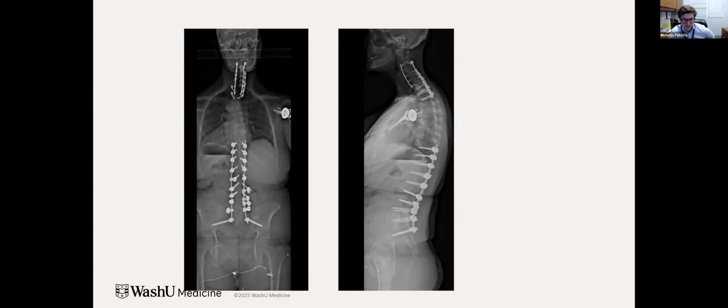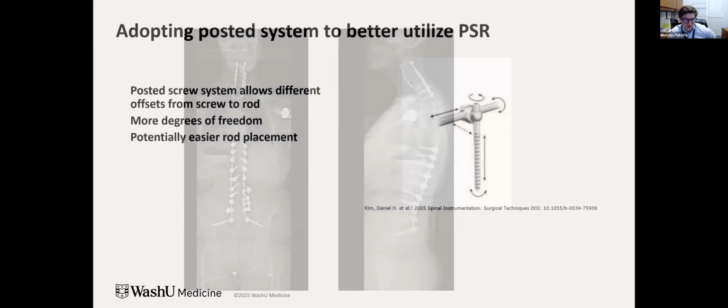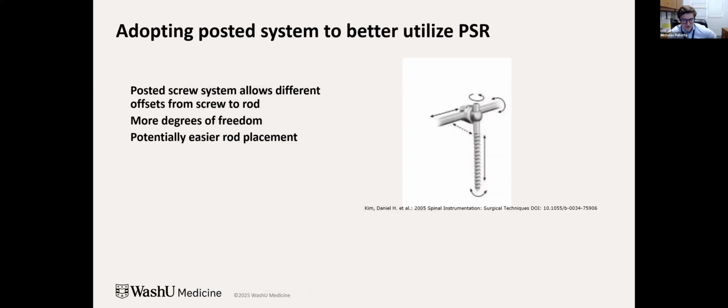A little challenging on what the plan should be here, but basically what I noted here is that it's still a little futz factor to get these rods to sit correctly. And so what I ended up implementing was adopting a posted system in order to better utilize patient-specific rods. And I think this is where I'm going to sort of answer Dr. Goodwin's question on, well, what can you do with these things and the spine?